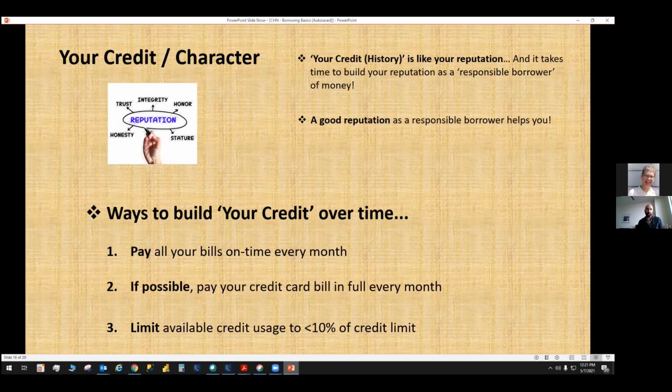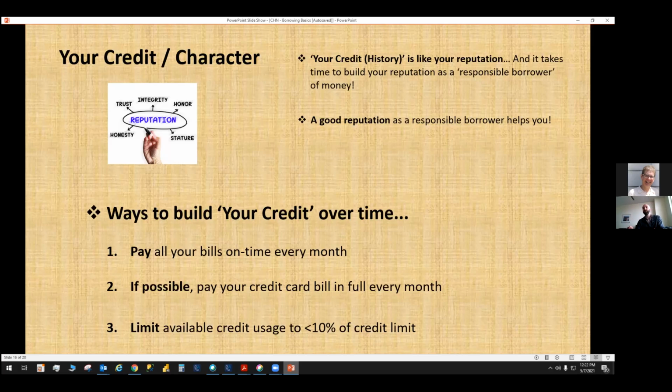If possible, tip number 2, pay your credit card bill in full every month. What that does is it shows that they have access to credit, they're using their credit, and they're paying off their credit card bill every month. It shows that you're a savvy borrower, a savvy credit card user, right? That will increase your credit score. It doesn't matter quite as much as paying all your bills on time. Pay all your bills on time.